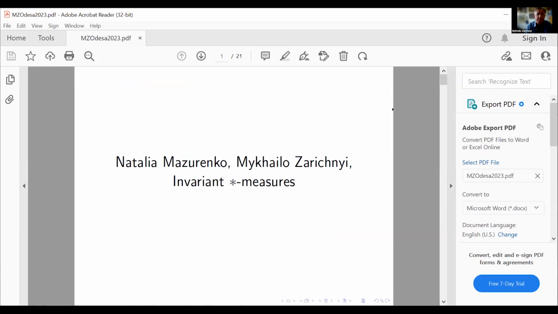I would like to share my screen if possible. How to share my screen? Oh, it's okay. Well, do you see my screen? Yeah, I hope so. Yes, yes. Now it's correct.